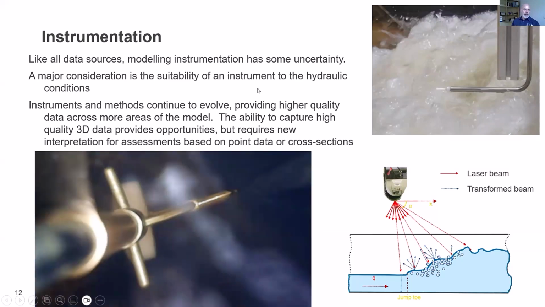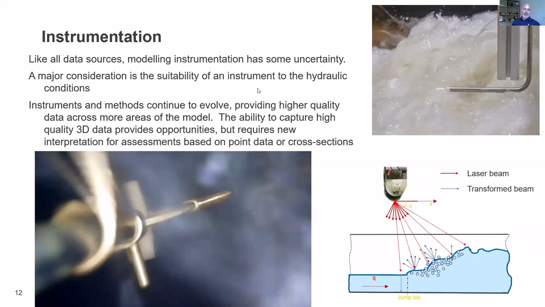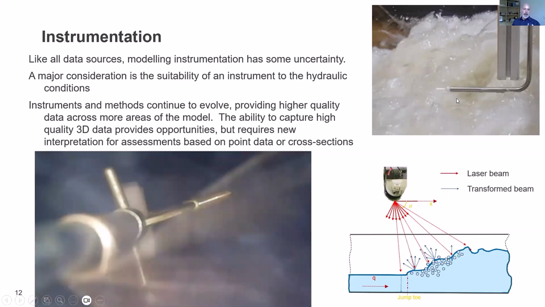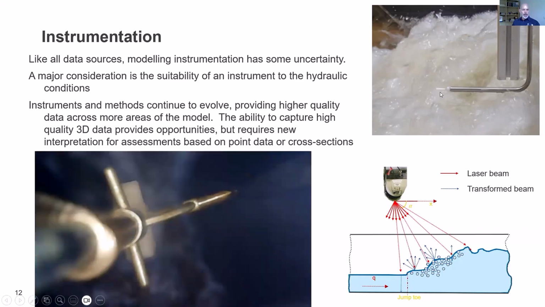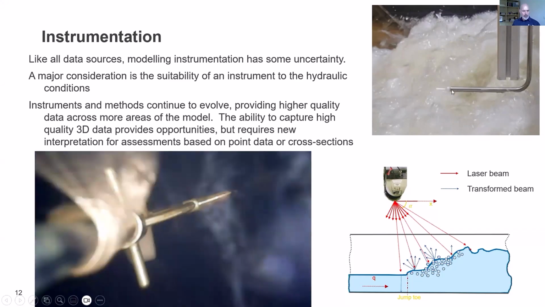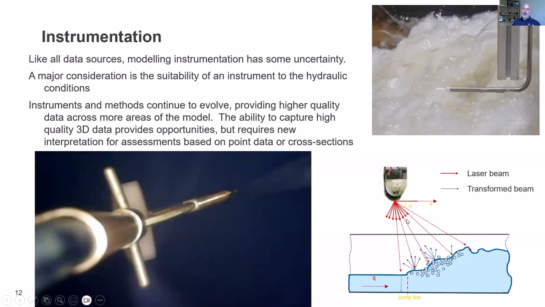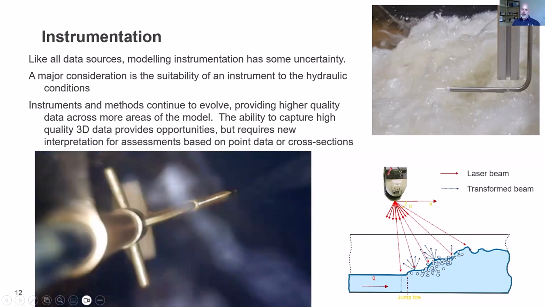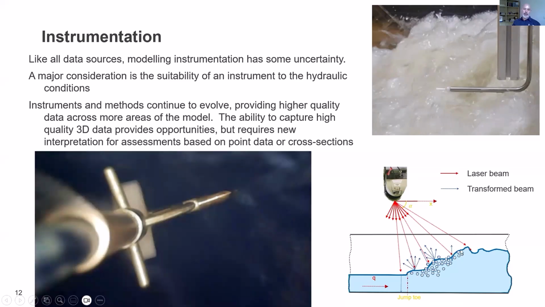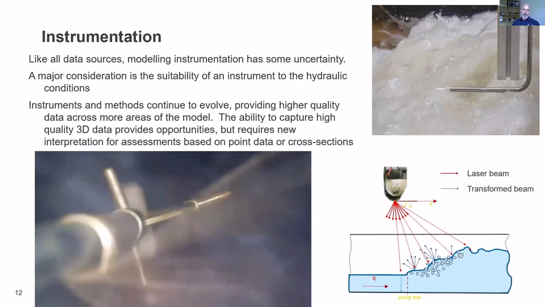The other point I'd like to make about instrumentation is that it's not static. It's constantly evolving and changing. We've been doing quite a lot of work recently using a dual tip conductivity probe. This gives us really valuable velocity information in highly aerated flows. Similarly, we've been using a 2D LiDAR to measure the water surface. This gives us really good high frequency data about a cross-section of the water surface. Really good for hydraulic jumps.